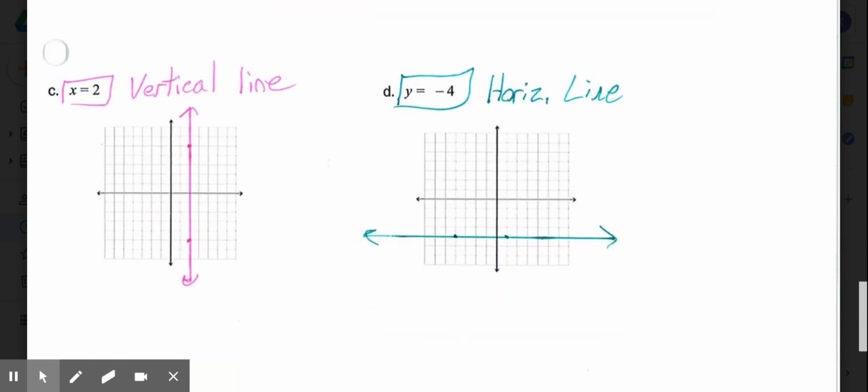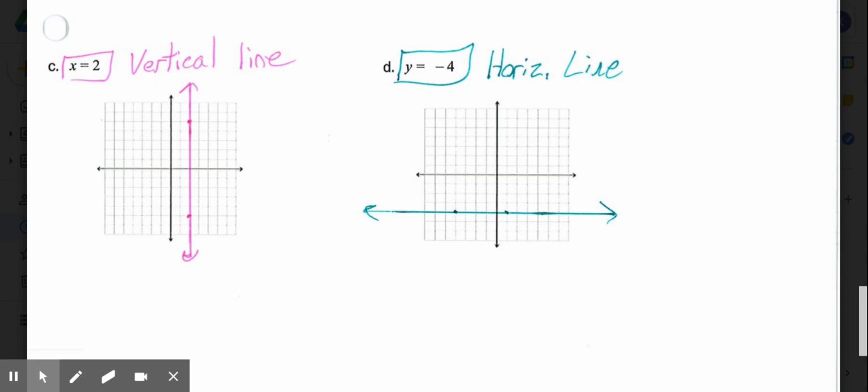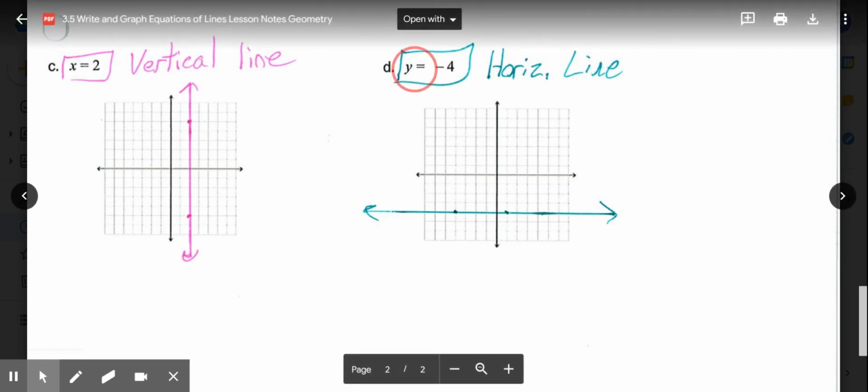And then we have our two special occurrences of a vertical or horizontal line. If we ever have x equals a value, you get a vertical line through that value. So if there's nothing else in the equation, just x equals a value, we get a vertical line through that value. If y equals a value, we get a horizontal line through that value.